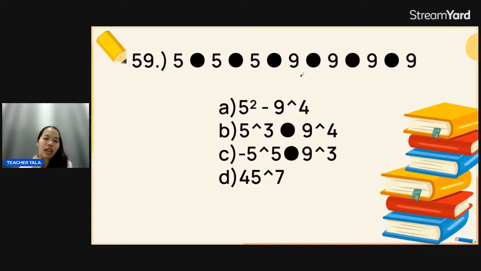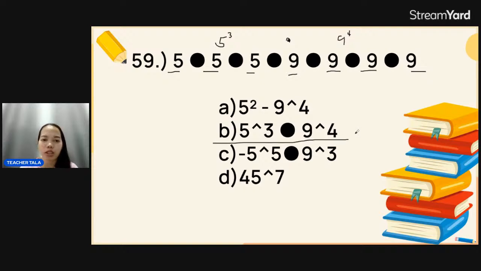So just the same. So 5, 1, 2, 3, 5 to the power of 3, and 1, 2, 3, 4, 9 to the power of 4. And still, you're going to have the operation of multiplication. So the answer is letter B.